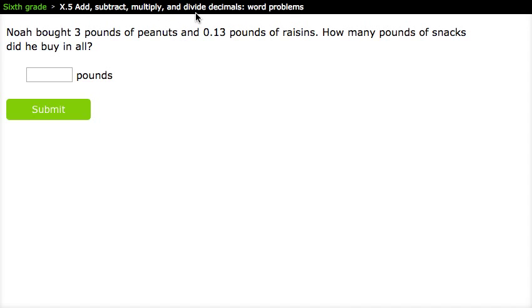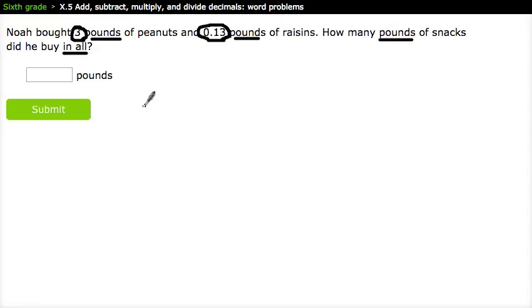So we're going to practice that a little bit more right now and look at a few problems on IXL. So right now I'm going to go ahead and look at this problem right here. Noah bought 3 pounds, I'm going to circle my 3, underline my unit, of peanuts and 13 pounds of raisins. How many pounds of snacks did he buy in all?